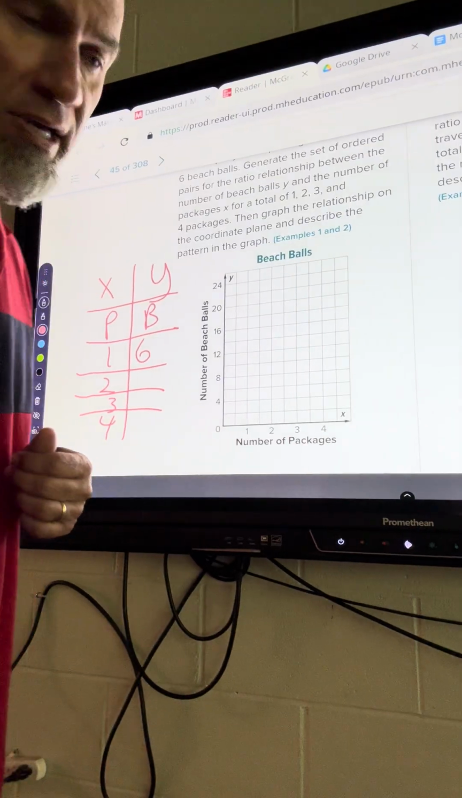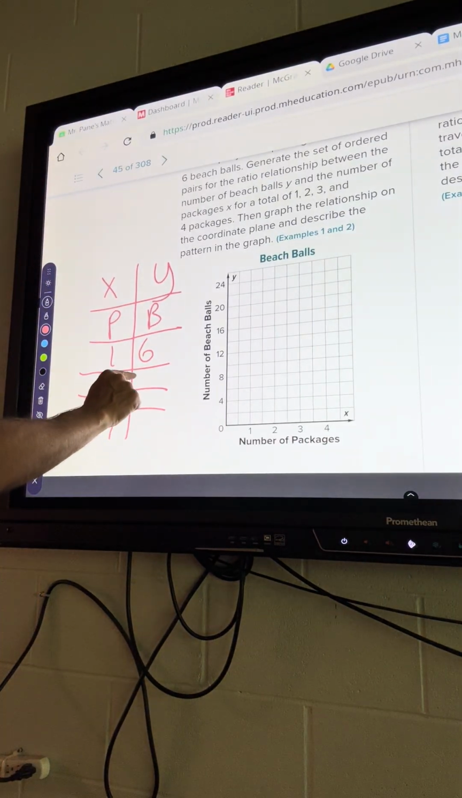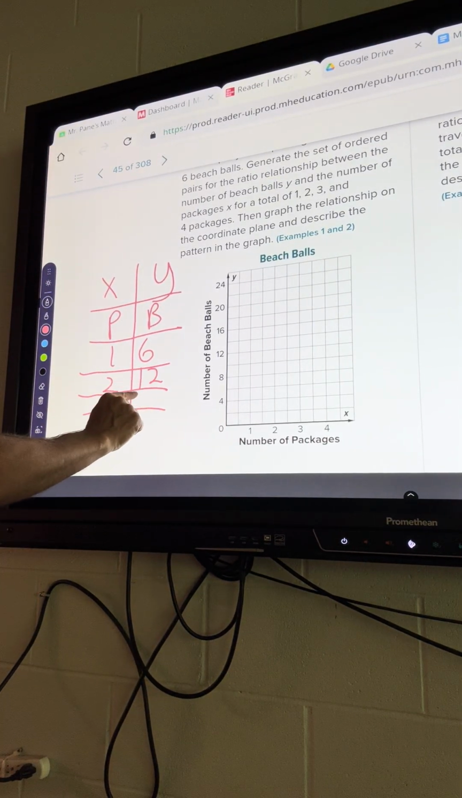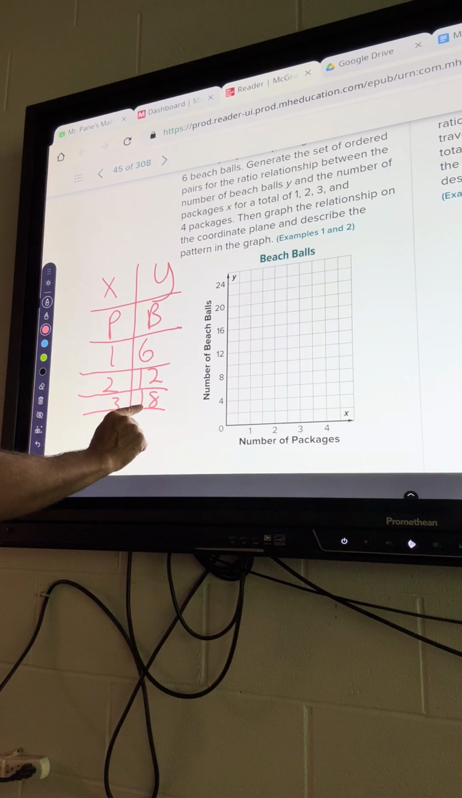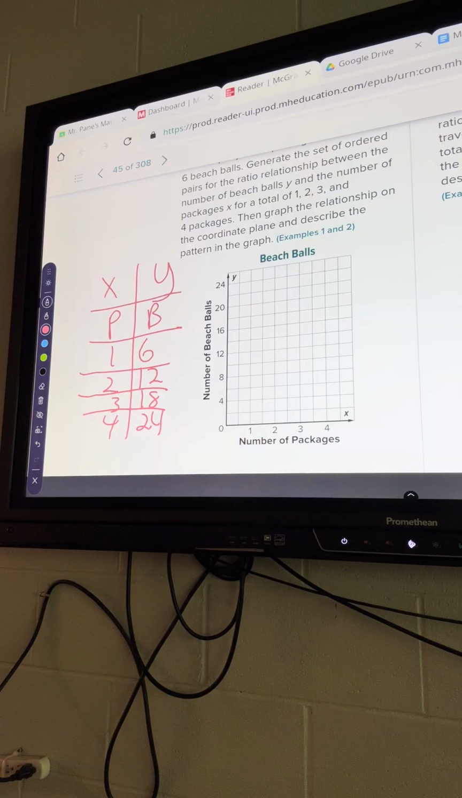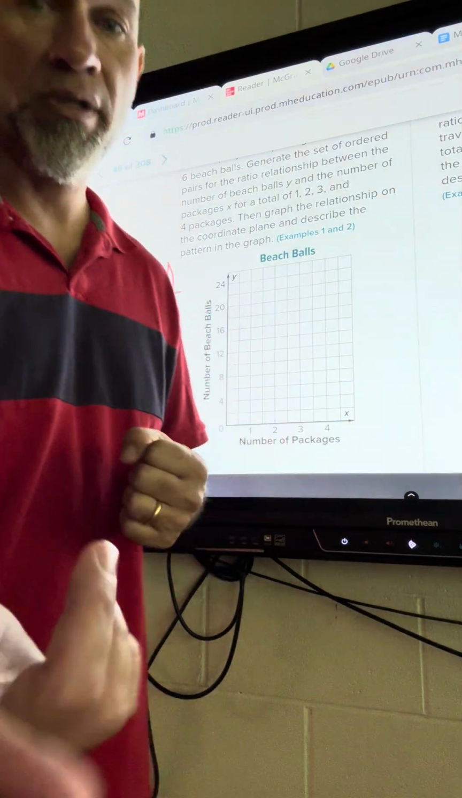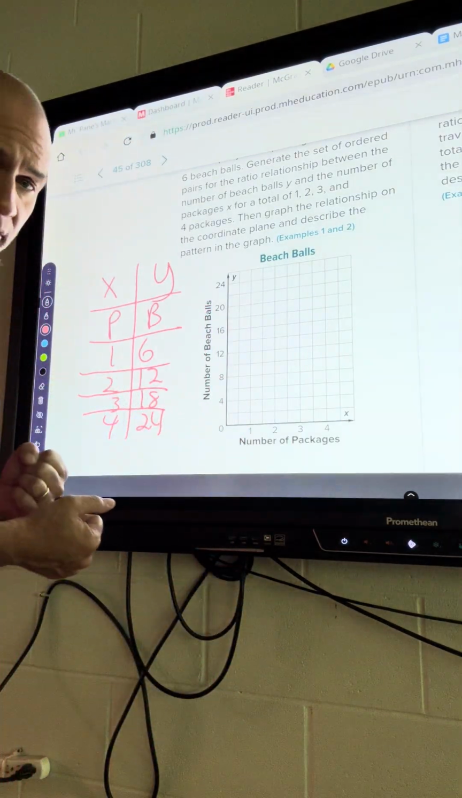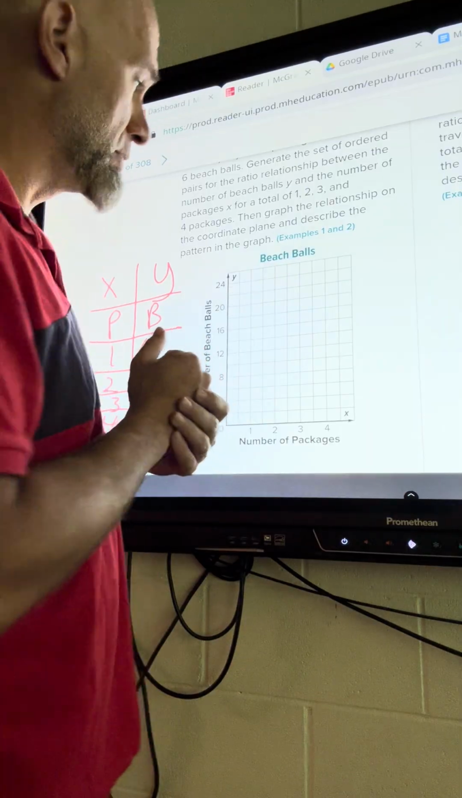All right, so if one package contains 6, that means we're going to double the amount of beach balls for 2 packages, triple it for 3, quadruple it for 4. So 6, 12, 18, and 24. So those equivalent ratios should lead to us having a nice straight diagonal line for our graph.